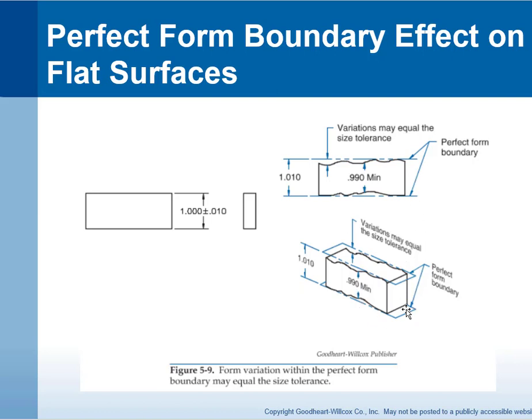Okay, so this is another way of looking at it in 3 dimensions. These are our perfect form boundaries, these imaginary planes here, right at the maximum material condition. The part needs to fit within that. So if the part has to be 1.010, then it has to be perfect.